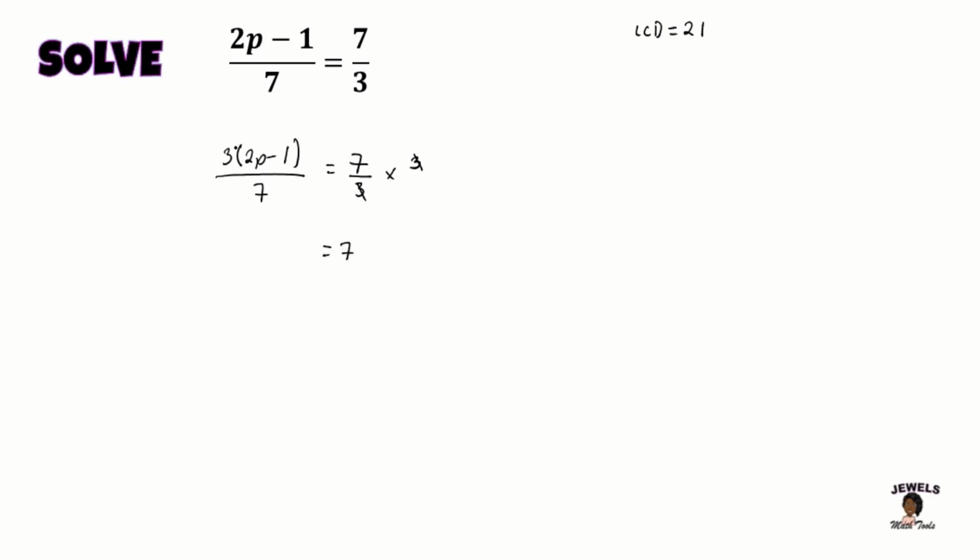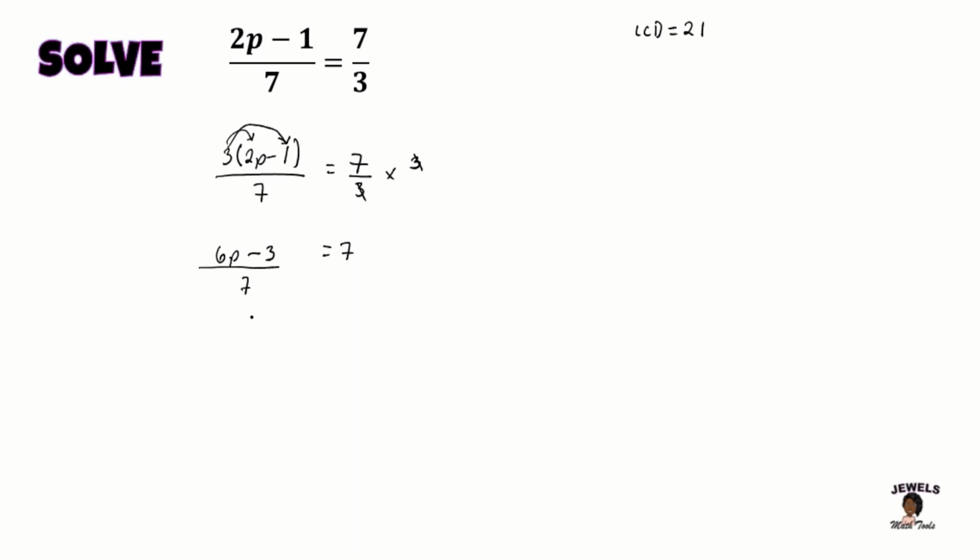And now we're going to distribute my 3 to my 2p and also my 3 to my negative 1. So 3 times 2p will equal to 6p, and 3 times negative 1 will equal to negative 3, and we're keeping our denominator of 7.